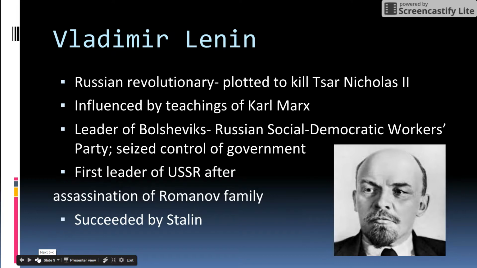Vladimir Lenin took control of Russia right after the Tsar's murder. And he was the one who was responsible for plotting to kill Tsar Nicholas and his family. And he was influenced by the teachings of a man named Karl Marx, who we'll talk about in just a little bit. So he was the leader of the Bolsheviks, Russian Socialist Democratic Workers' Party, and he seized control of government. And after that happened, Russia became known as the USSR, and he was the first leader of that. And he was succeeded by Stalin when he died.